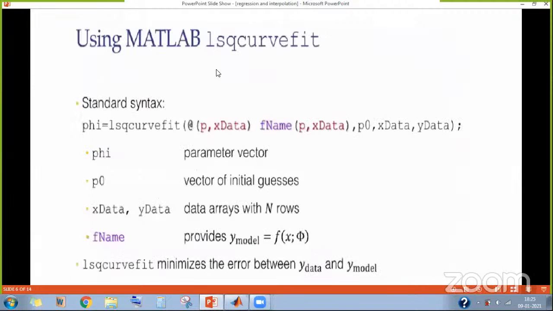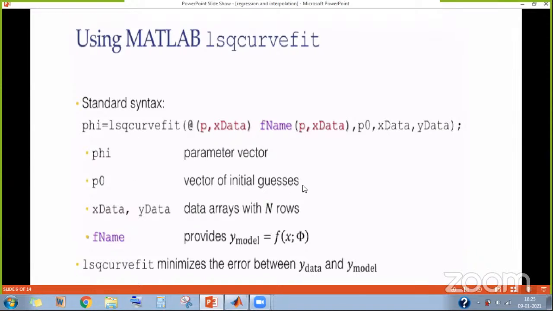And apart from this, MATLAB has its own function called lsqcurvefit. So over here, what do we have to do? We have to provide fname. Now what does fname mean? In fname, you have to provide the model. It is the y model. What is the equation of the model you want? So for our case, it will be a0 plus a1x, that's what we want.